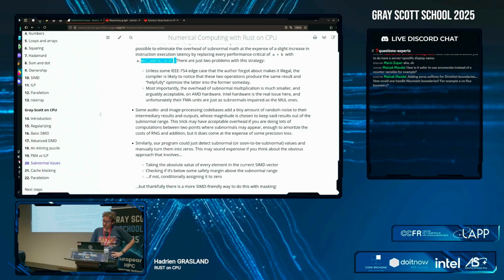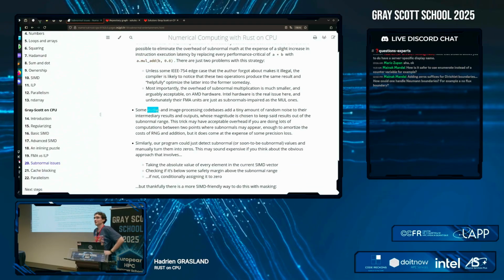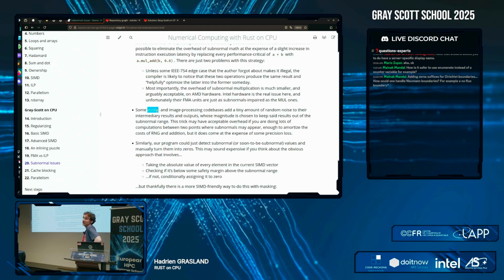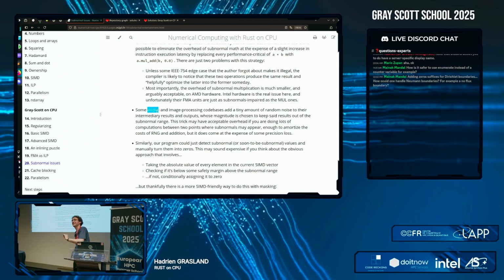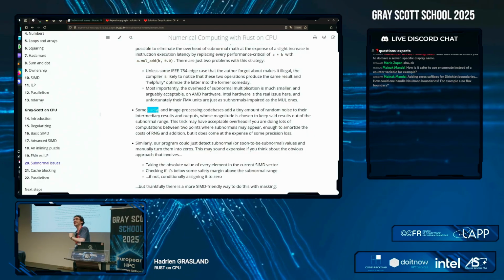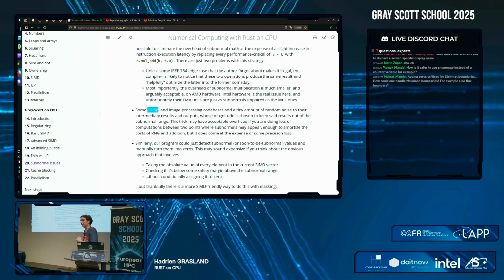So what do we do then? If you are someone from the signal processing community, you may say, hey, real-world signals are always noisy. I can add a bit more noise to my signal, no one will notice, and it will keep it outside of the subnormal range, at least statistically speaking, if the noise is of the right magnitude. That works for signal processing people.